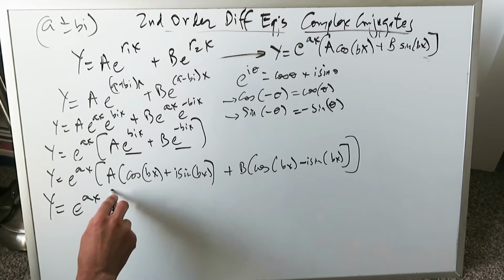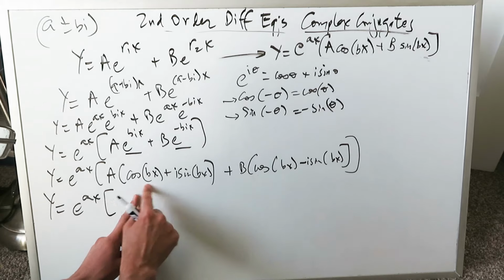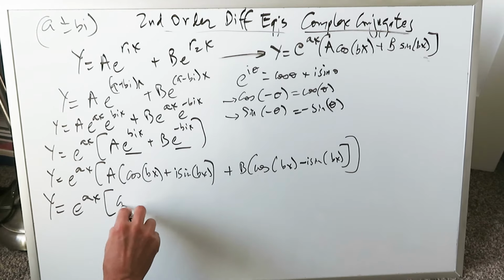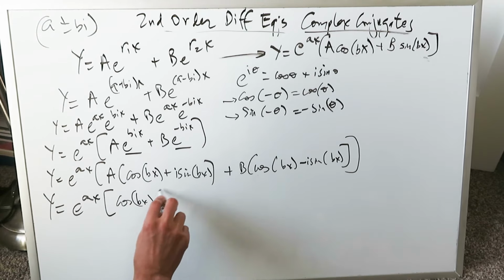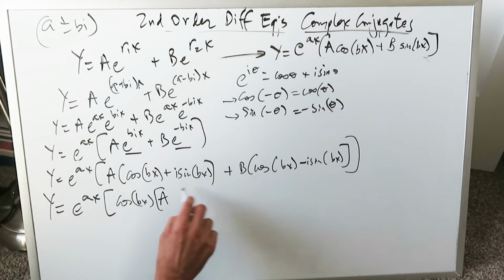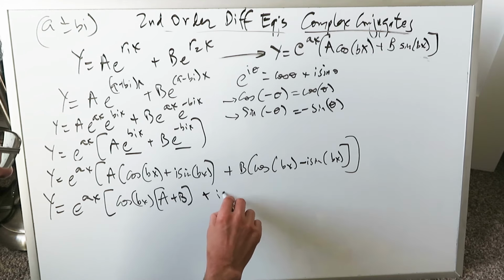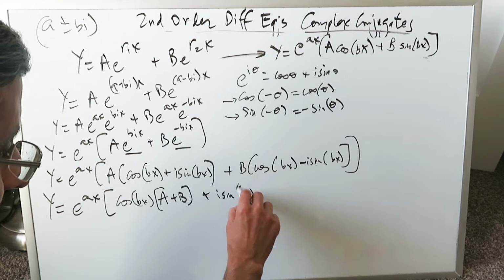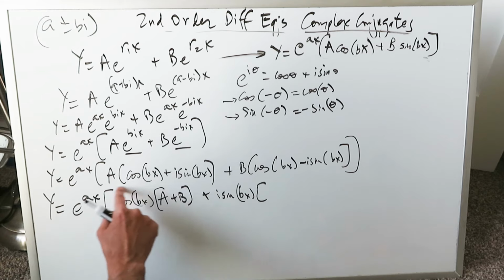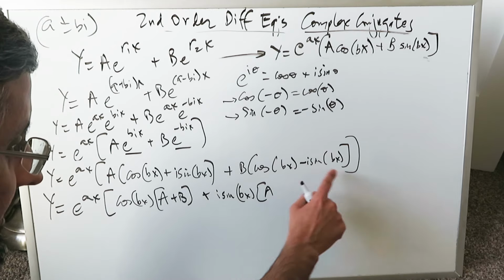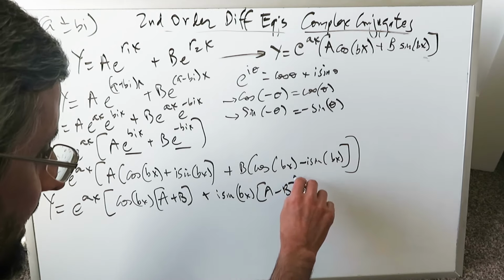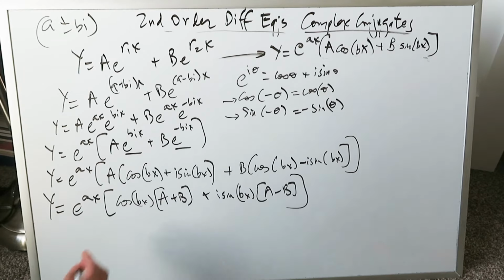From here, you want to start isolating. I have a cosine bx, I'll isolate them. Cosine bx goes into this expression a times, and in this expression plus b times. I have a plus. I'm going to isolate i sine bx. It's going to go into this expression a times, and in this expression minus b times. Here is where everything becomes interesting.